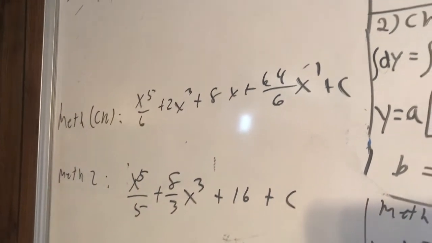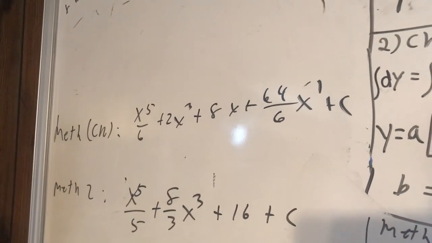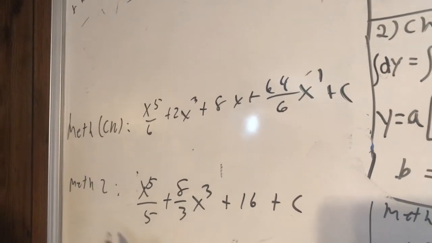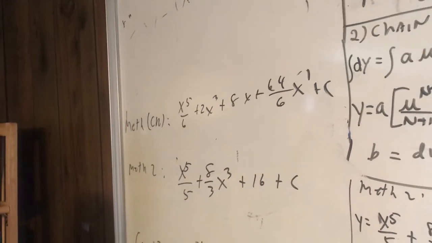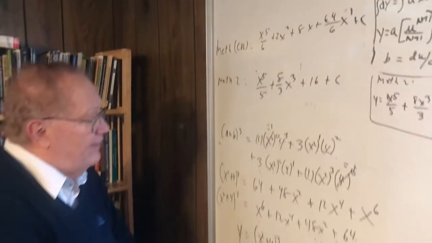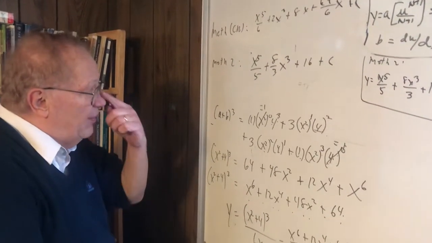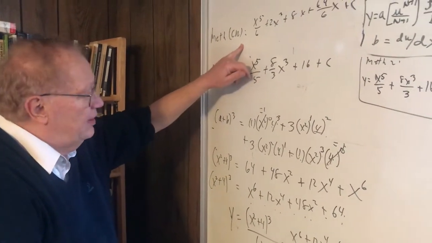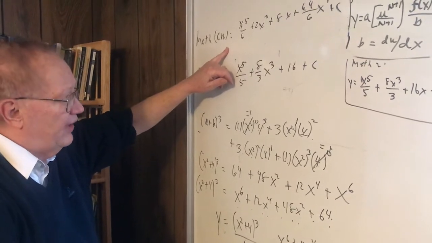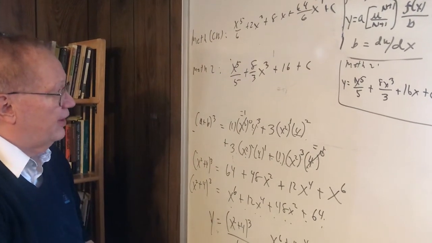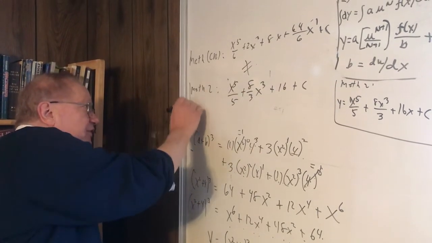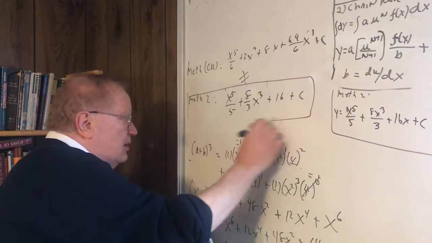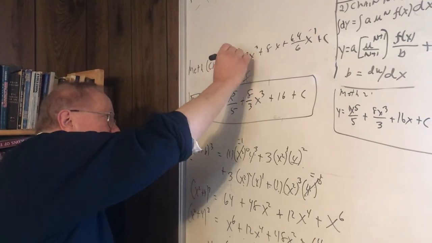So you see there's something wrong with this method when I don't have an f of x. I could have an f of x equal 1, but then I would have to have a b equal 1, but I didn't. I had a b equals 6x. So there was an extra 6x on there. So these are not equal. This is the correct one, and this is wrong.